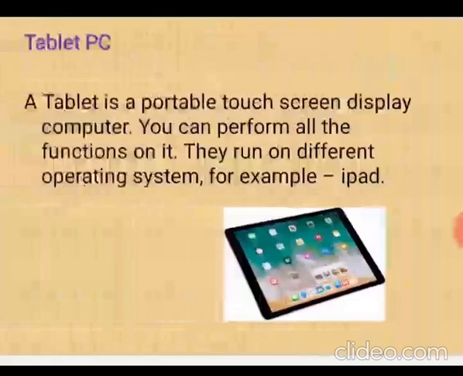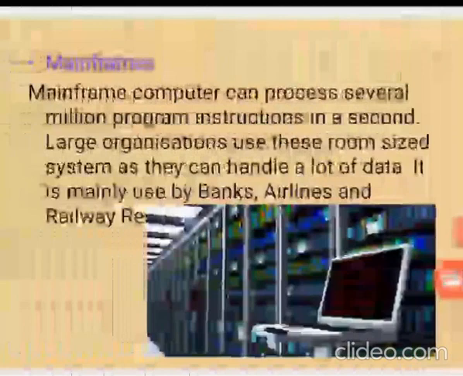That is the mainframe computer. A mainframe computer processes several million program instructions in a second. Large organizations use this room-size computer. This computer is as big as your room, and you cannot take it from one place to another. It can handle a lot of data. It is mainly used by big companies like insurance companies, banks, airlines, railways for reservation systems, and airports.